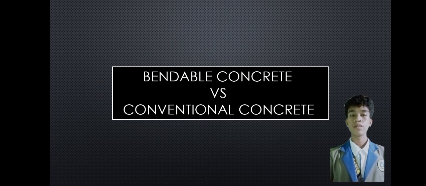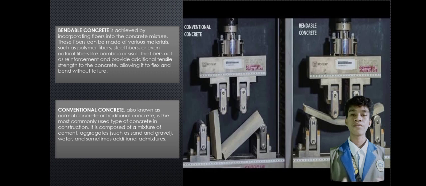And now we are going to compare conventional concrete and bendable concrete. What is conventional concrete? Conventional concrete, also known as normal concrete or traditional concrete, is the most commonly used type of concrete in construction. It is composed of a mixture of cement, aggregates such as sand and gravel, water, and sometimes additional admixtures.